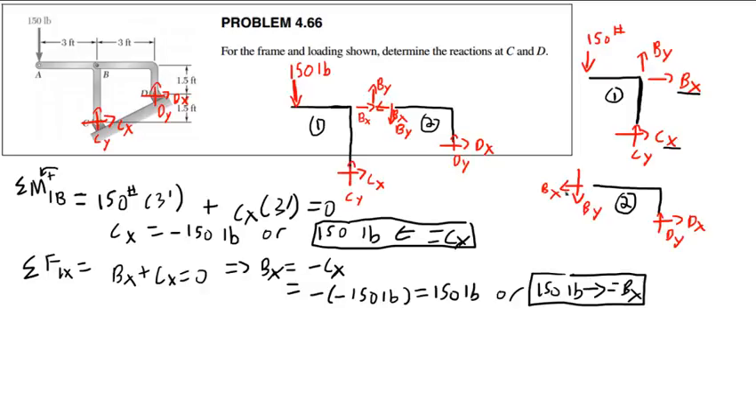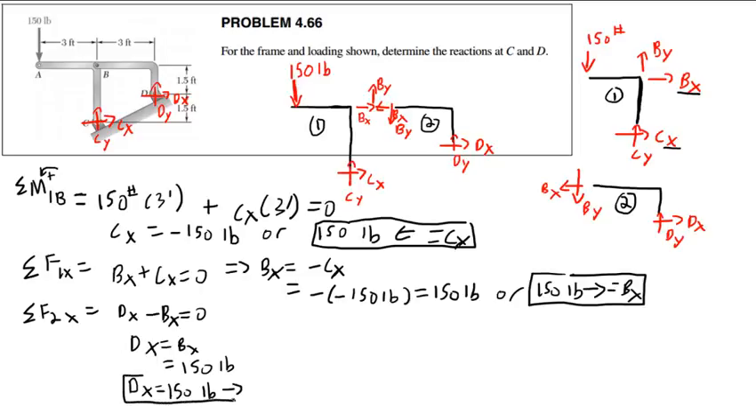Okay, so I have BX here, which will mean that it's going to be very simple to get DX. So I'm just going to do the sum of forces on object 2 in the x direction. So I'm going to have DX minus BX equals 0. And notice I'm setting up my equations of equilibrium simply based off of this drawing. I'm completely ignoring the number that I've gotten here and just following the drawing purely. And so then DX is going to be equal to BX, or equal to 150 pounds. So DX equals 150 pounds to the right. So we have DX.